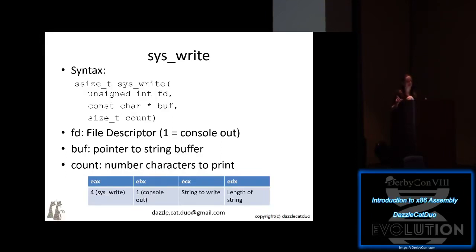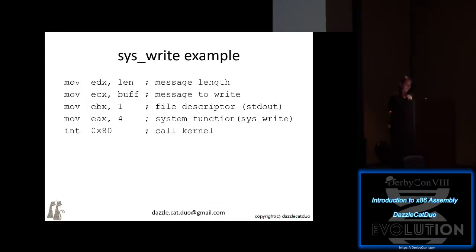That's how I tell the Linux kernel that I want a sys_write. It's function number 4. In the EBX, I put a 1, which is telling it to write out to the console. So this will write out to a terminal. In ECX, I'm going to put the string I want it to write. And in EDX, I put the length of the string. So an example of that would write out to the thing.